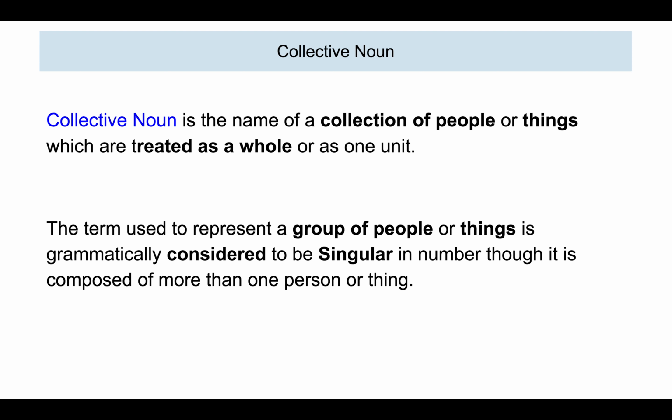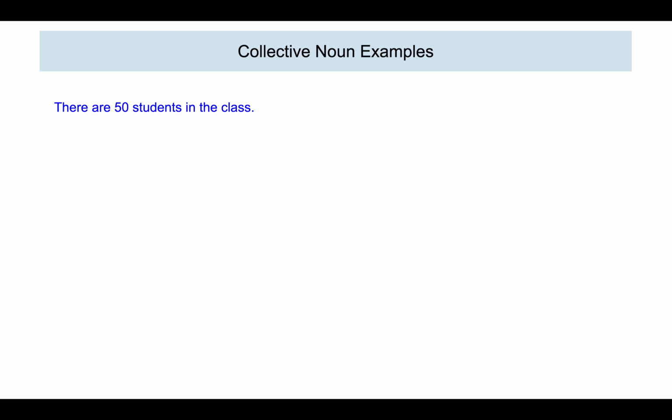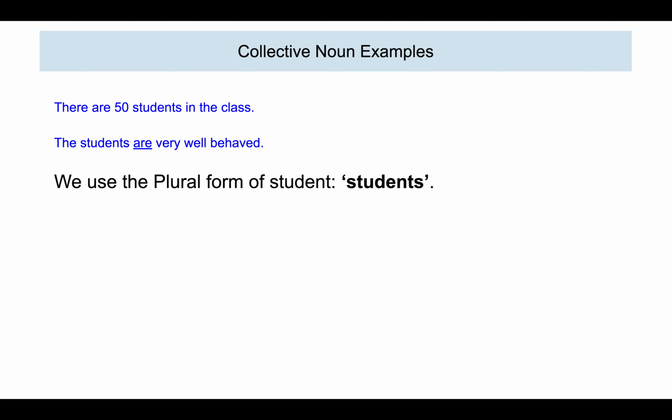Let us take an example. There are 50 students in the class. Now, in this case, the number of students being more than one, we use the plural form of student, that is, students. Also, we look at the verb. We have used the plural form of the verb. Instead of using is, we are using are. The students are very well behaved.